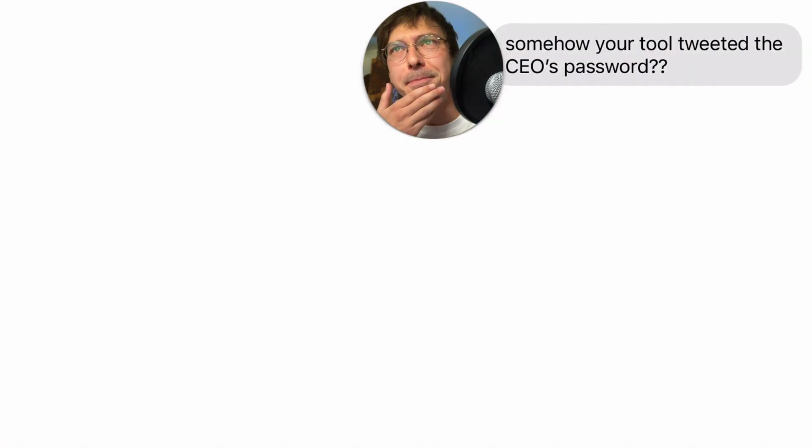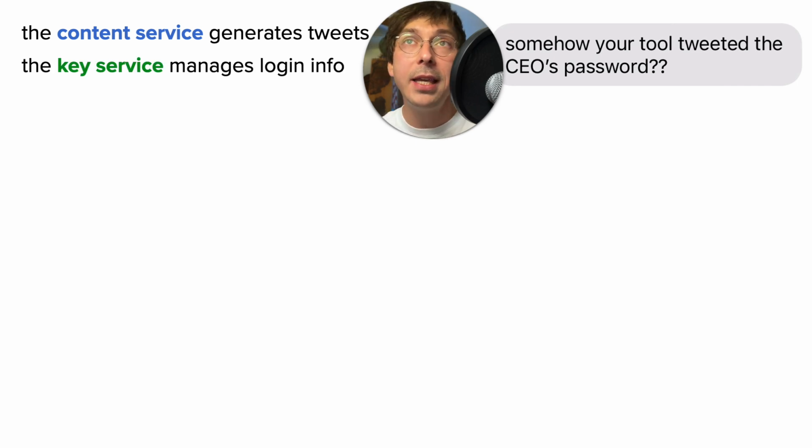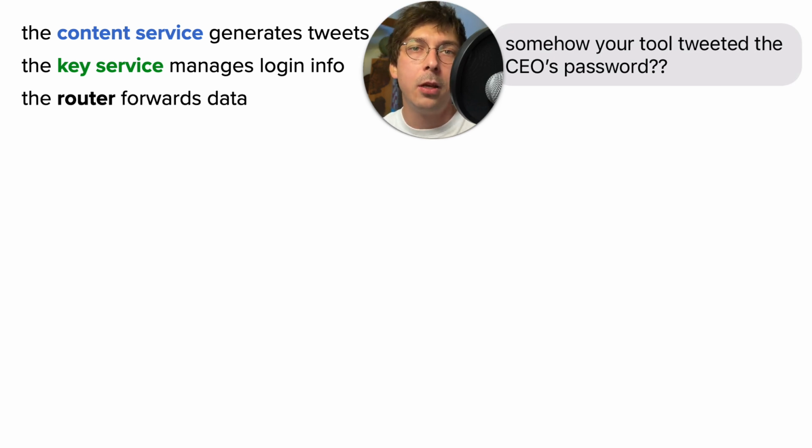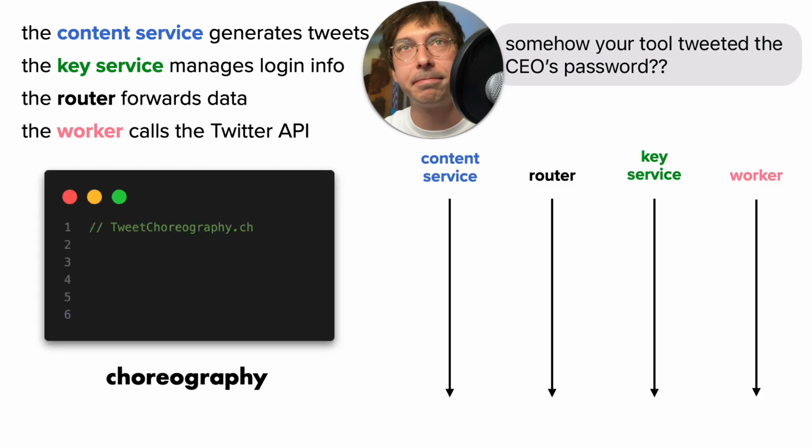So what went wrong when our tool tweeted the CEO's password? In this example, this didn't really happen to me, of course. We've got a few microservices. We've got a microservice called the content service, and it's responsible for just generating content for tweets. And we've got a key service that manages all the social media login information. We've got a router service, and its only responsibility is to forward data around. And we've got a worker service who's actually responsible for calling out to the Twitter API, the X API, whatever.